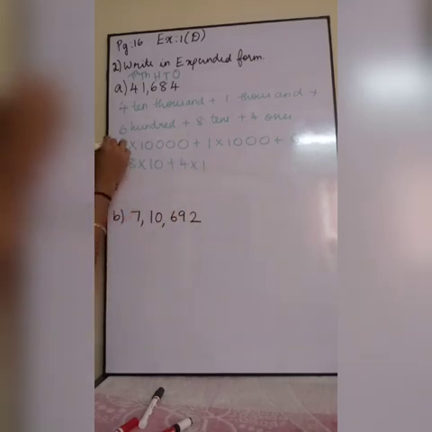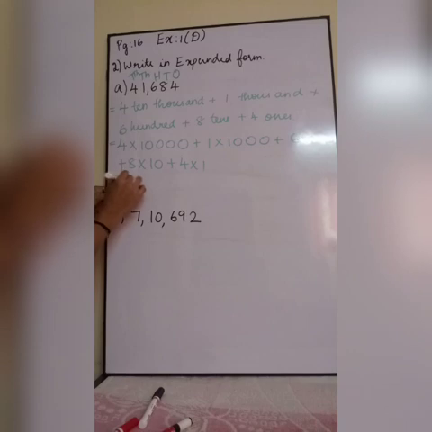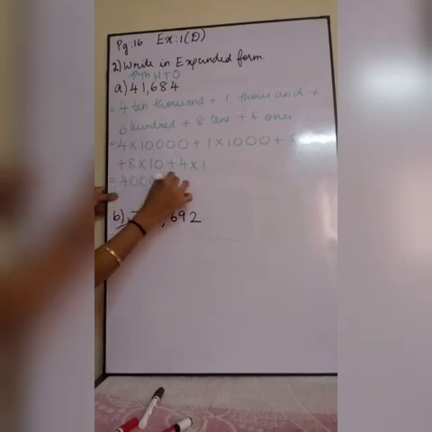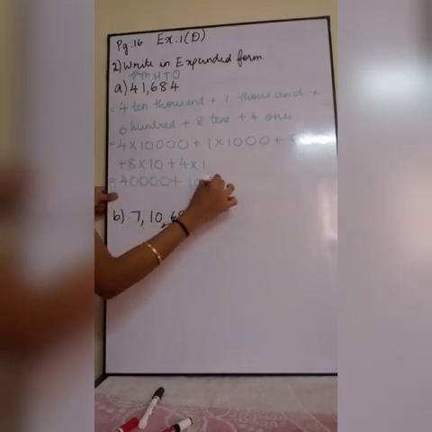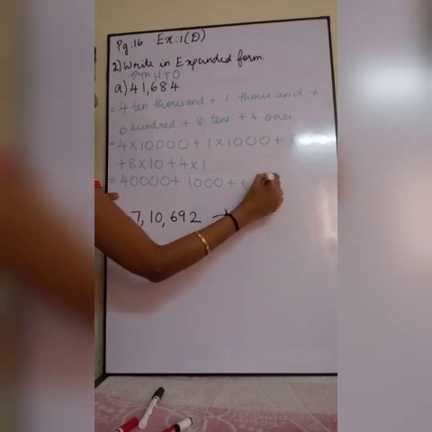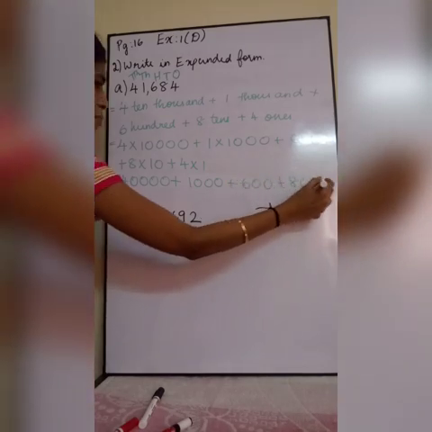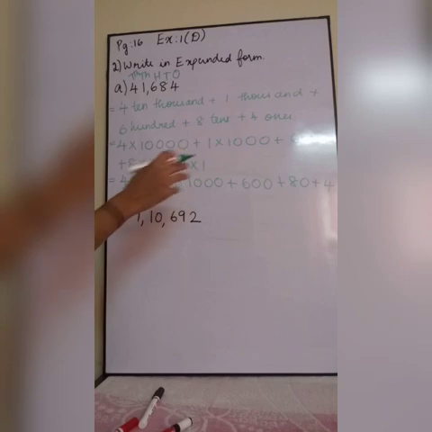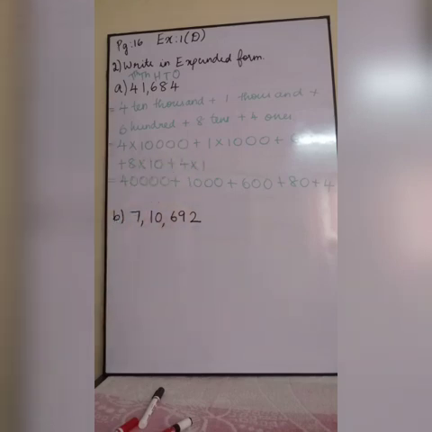Or you can write it as, there are 3 ways: 40,000 plus 1,000 plus 600 plus 80 plus 4. Like this also you can expand. There are 3 different ways to expand it. You should work out individually, only then you will get a clear idea about it.